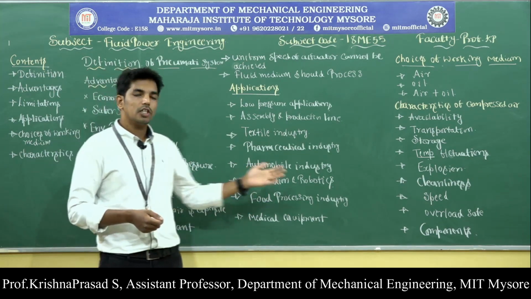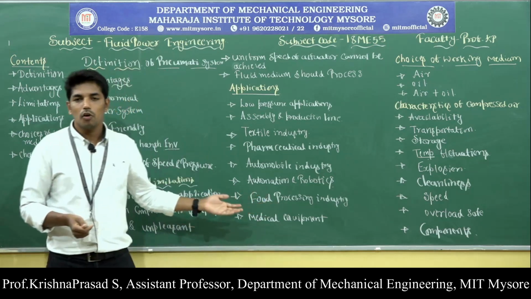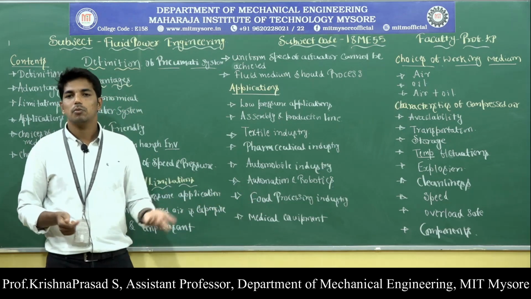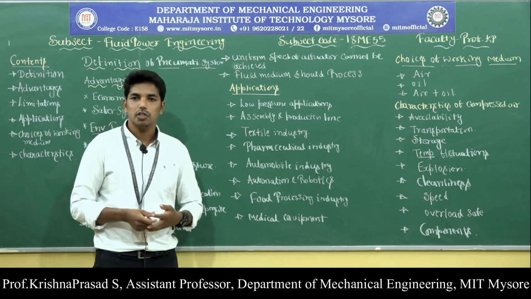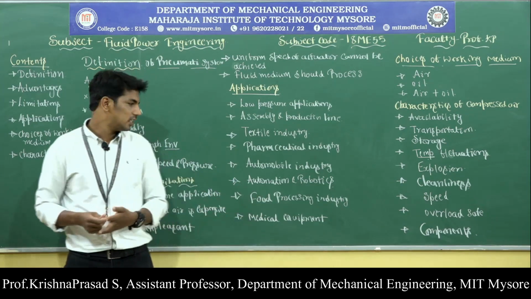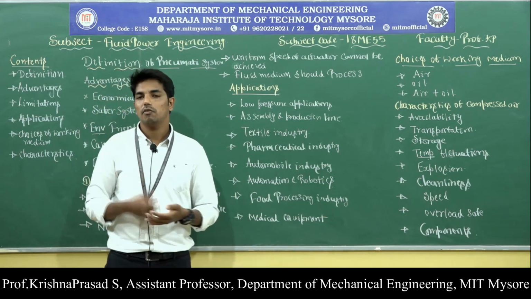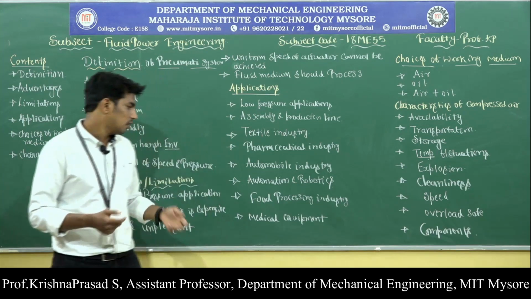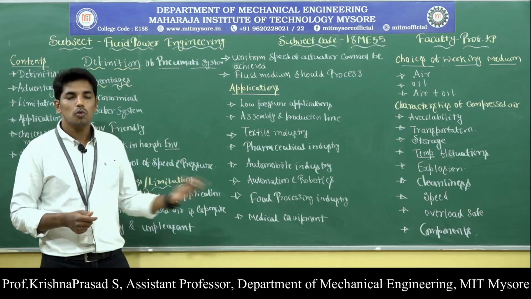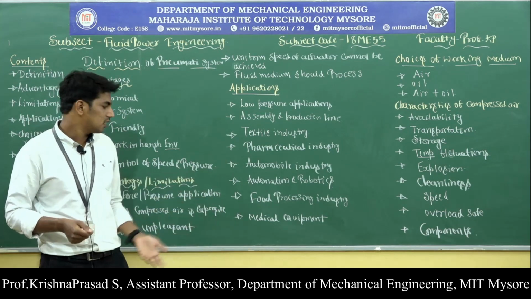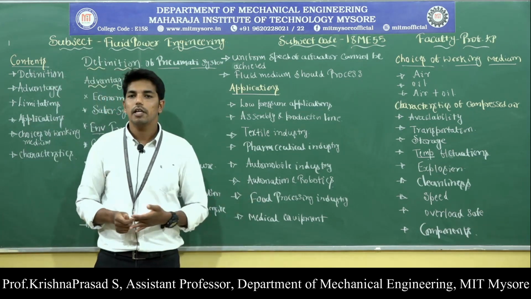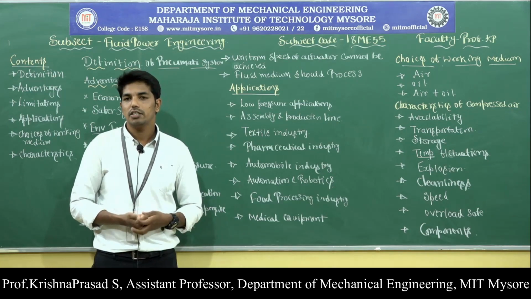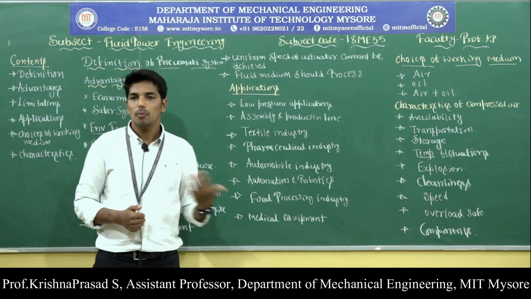Then automation and robotics. We all know that there are three types of automation: fixed automation, programmable automation, and flexible automation. In all of these, we are going to use the pneumatic system, and robotics also, for the movement of the Cartesian configuration, cylindrical configuration, and polar configuration. Then the food processing industry is also employed with the pneumatic system, and medical equipments, packaging industry, and paper industries; these are all going to use the pneumatic system.